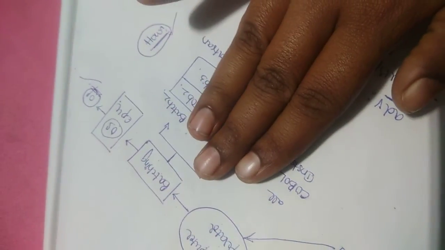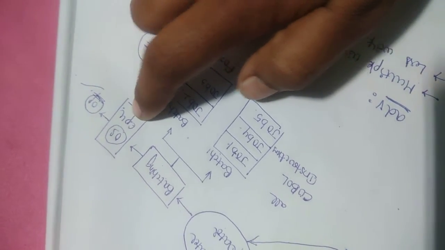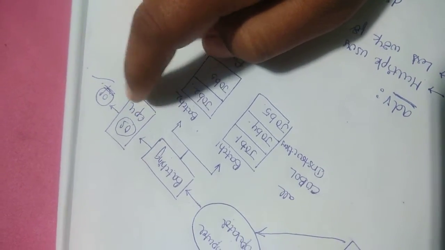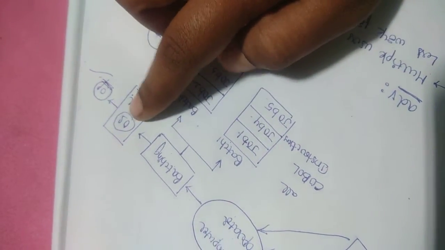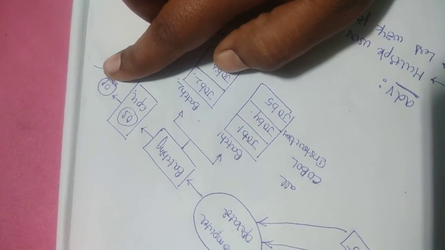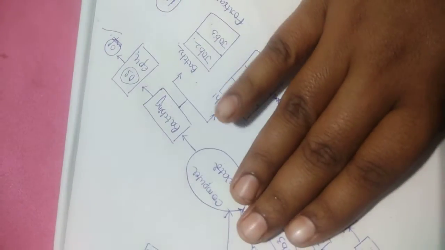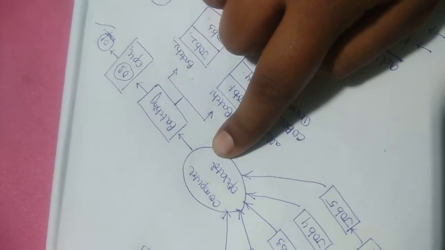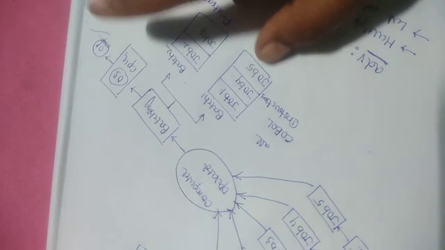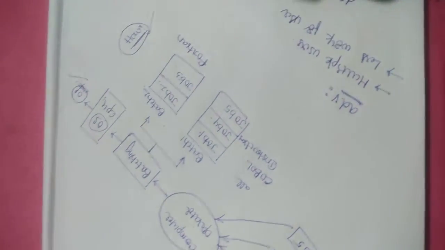These batches are sent to the operating system. Here, they are executed and finally we get output. This is the process of executing the batch operating system. It is an indirect interaction between user and operating system.